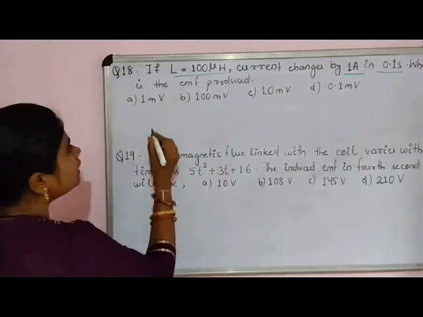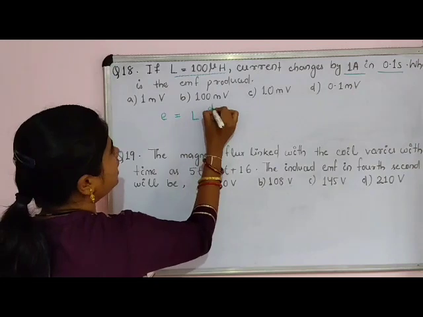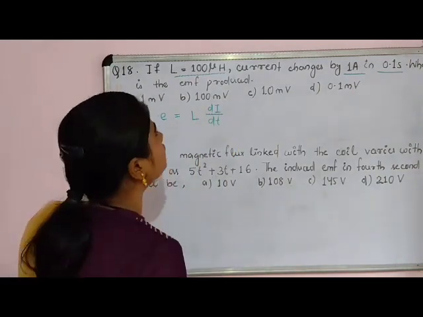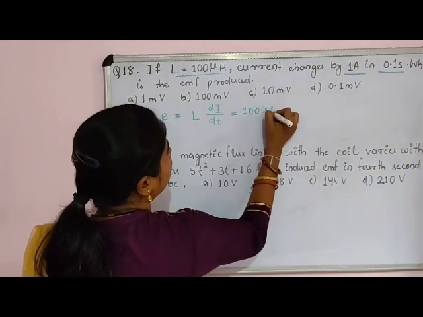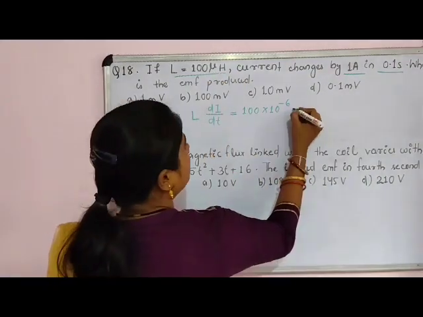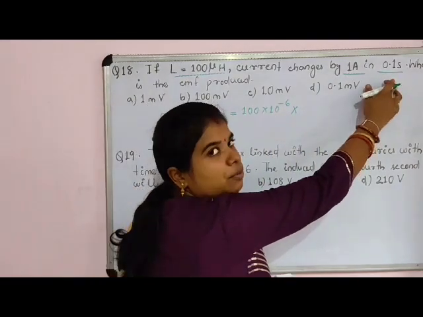Now it is asking the EMF, and we know that EMF is equal to L di by dt. Correct? So 100 into 10 to the power minus 6, because that is given as microhenry, into the rate of change of current, that is 1 ampere in 0.1 second.